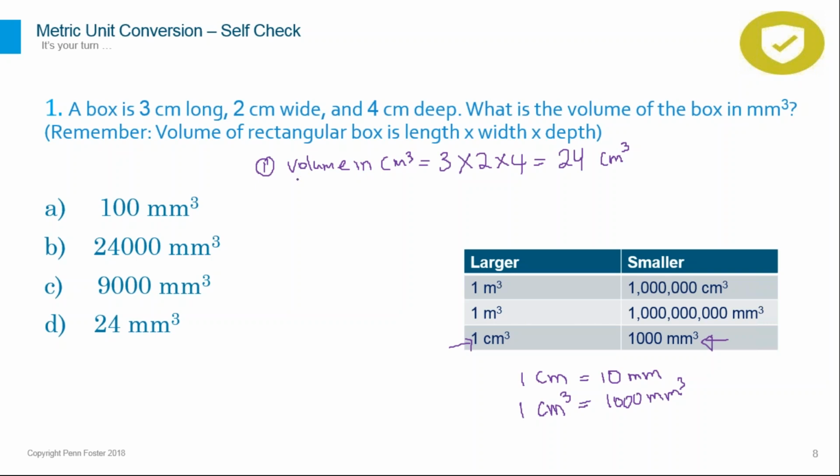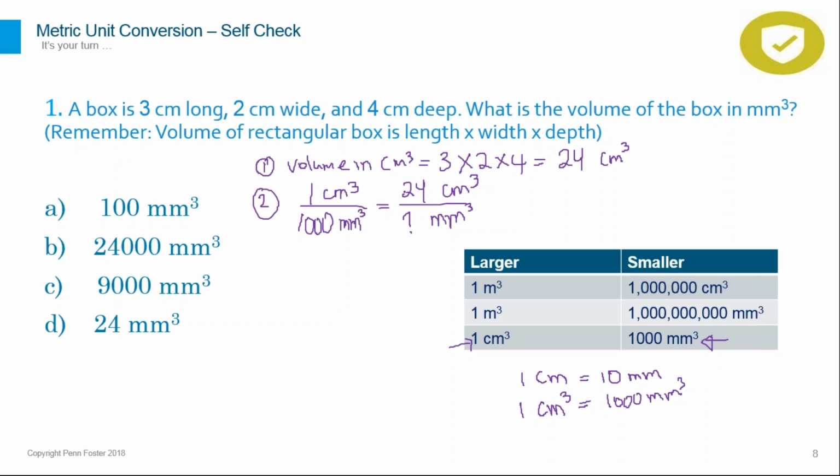Now, step number 2, I need to switch the unit. To convert a unit, we have to use proportion. The factual information goes on the first fraction: 1 cubic centimeter equals 1,000 cubic millimeters. Now, if I have 24 cubic centimeters, what would be the equivalency in cubic millimeters? For that, we have to solve the proportion.